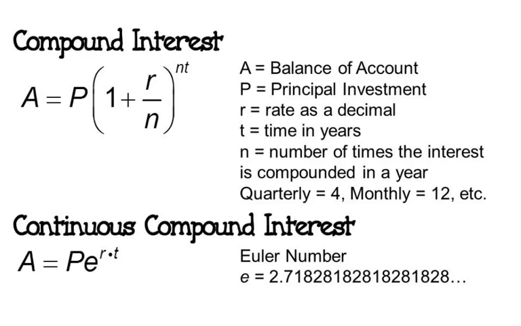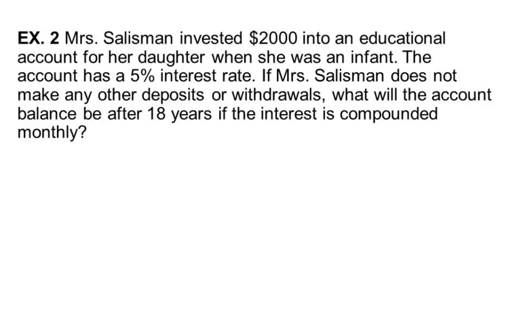Then the other compounding interest formula is for continuously compounded interest, and that is A equals P times e to the rt power. And e is the Euler number, 2.71828 continuing, and it's a number that appears a lot in financial situations for continuously compounding things. So let's use these two formulas to solve a couple problems.